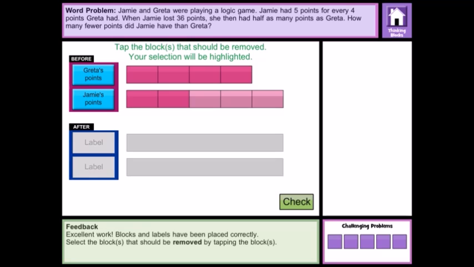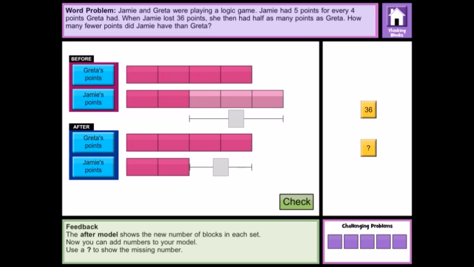Have a look at the diagram now. Can you see what our new after diagram will look like? Have a think about it and then check your answer on the next slide. Here we go. This is what the after diagram looks like.